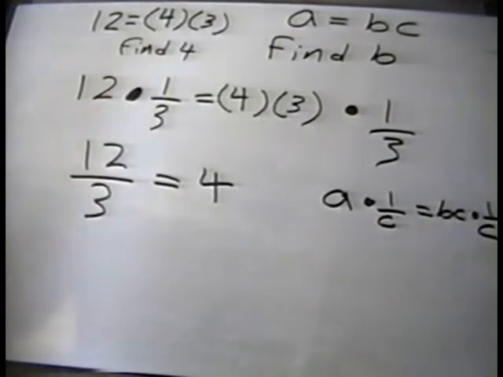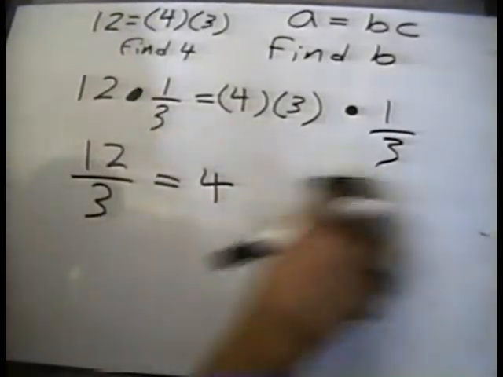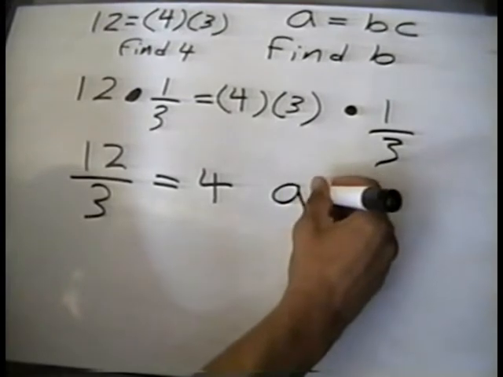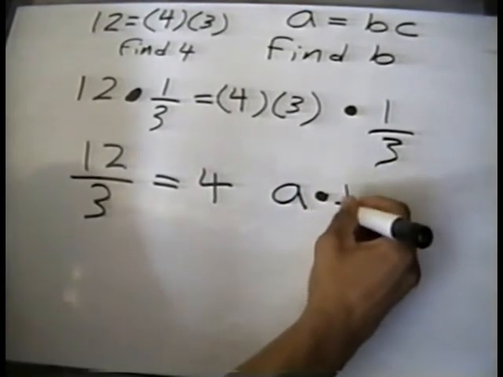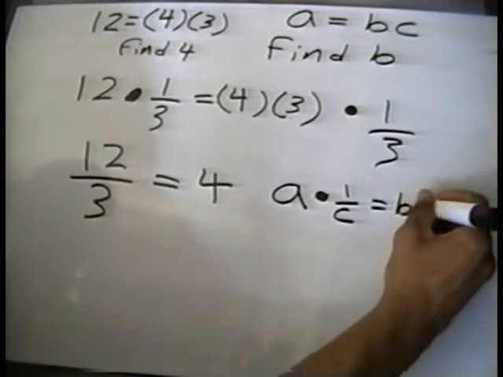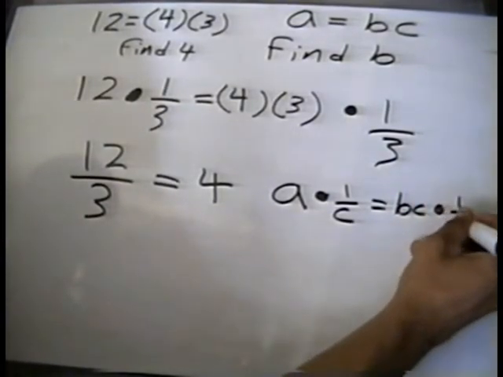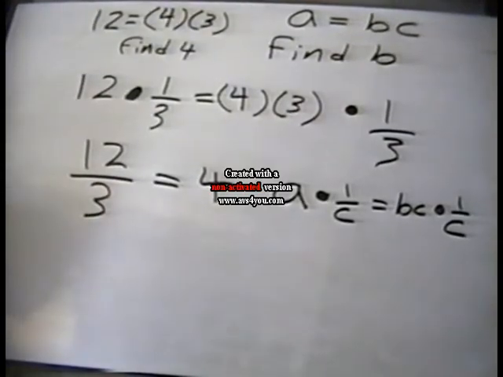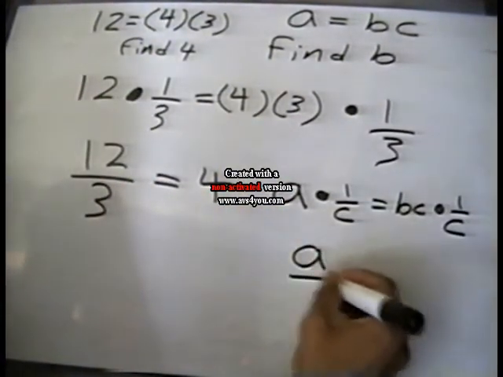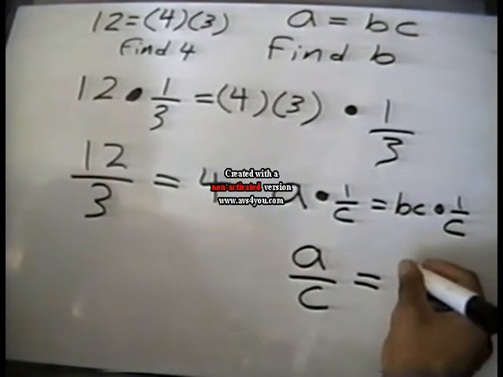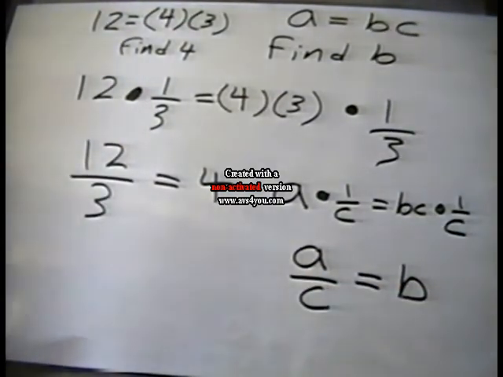So here we do that same thing over here. Here we multiply both sides of the equation by the reciprocal of C. Okay, now, and then that gives us A over C equals B. Or B is A over C. And 4 is 12 over 3.